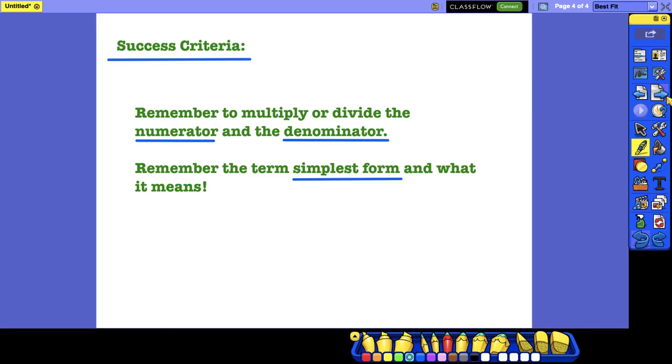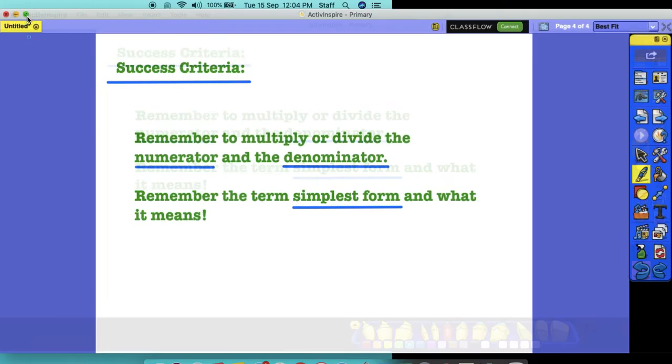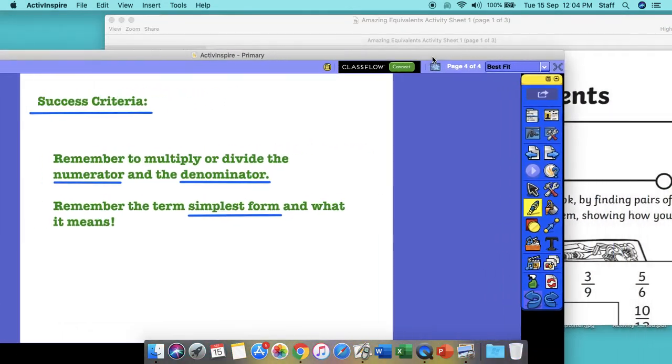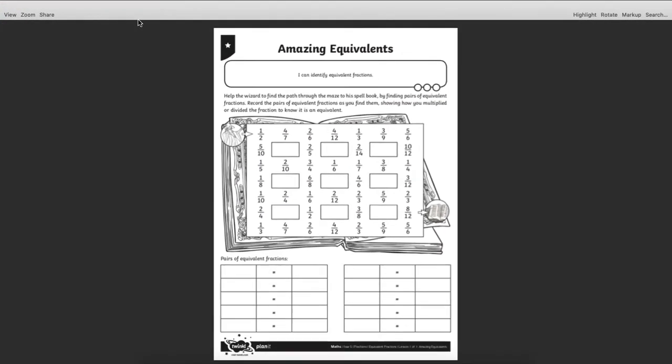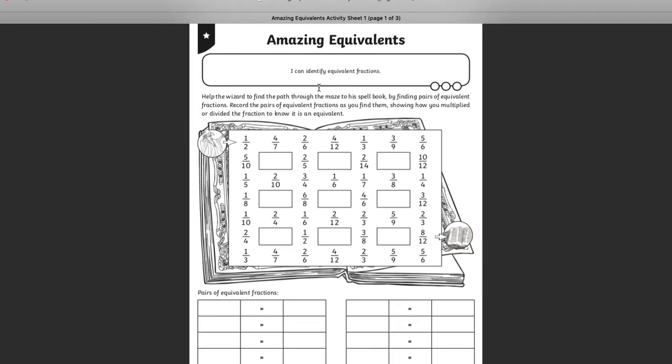Okay? Now, I'm going to show you your activity, and it's right here. Amazing equivalence. It's called I can identify equivalent fractions. And what you have to do for this one is you have to help the wizard to find the path through the maze to his spell book by finding the equivalent fractions. Okay? So for example, you start here with a half. Now, which way are we going?